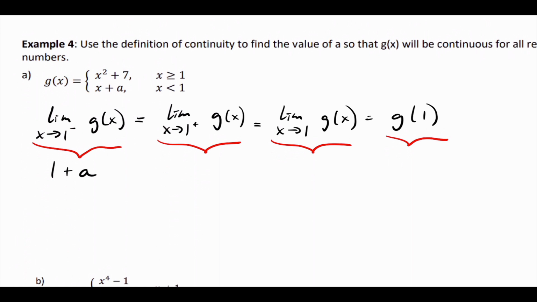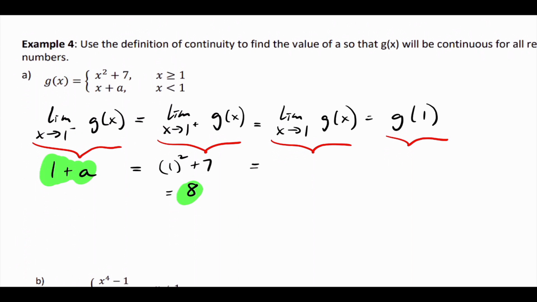Okay, so now let's do the same thing for the right. So if I'm coming from the positive side, which equation am I going to use, top or bottom? Top. Same thing. I'm plugging in 1 for x. I get 8. Let me highlight these. Okay. Let's keep going.